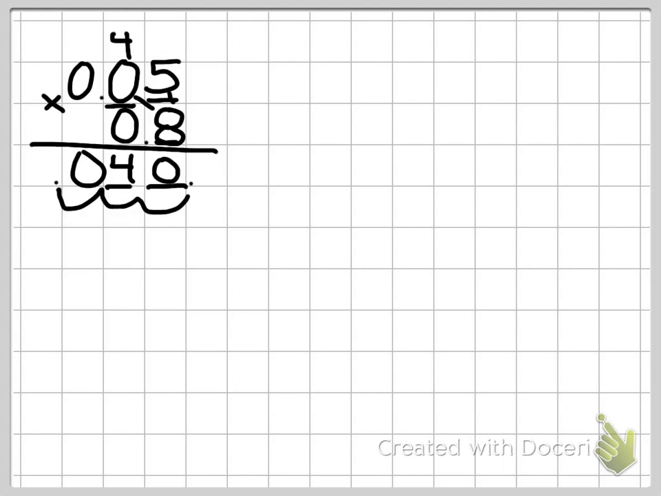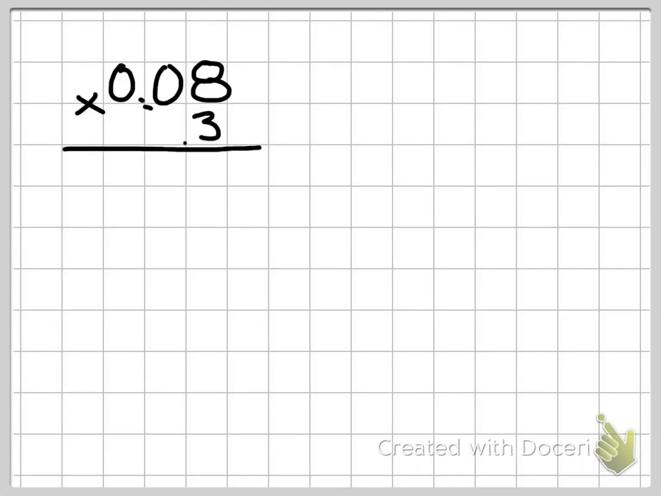Alright, so the key to this, however many digits you have to the right of the decimal, must be how many digits are to the right of the decimal in your product, okay? Alright, let's do another one. And this time I would ask that you try it on your own after I present the problem, and then we'll correct it together.